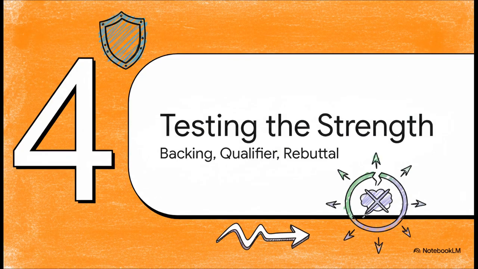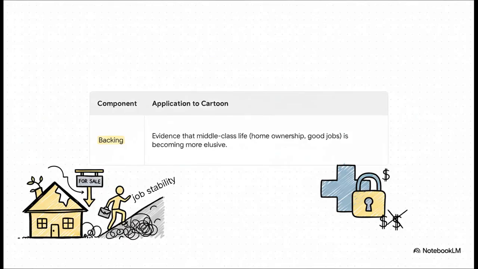Okay, so now that we've mapped out the core of the argument, let's bring in the last 3 tools from our kit to really test its strength and see some of its nuances. So the backing, this is basically evidence for the warrant. It's support for that big, unstated assumption. So if the warrant is that the whole system is unfair, the backing would be evidence that shows those traditional markers of a middle-class life, owning a home, having a stable, good-paying job, being able to afford healthcare, are all getting harder and harder for most people to achieve.